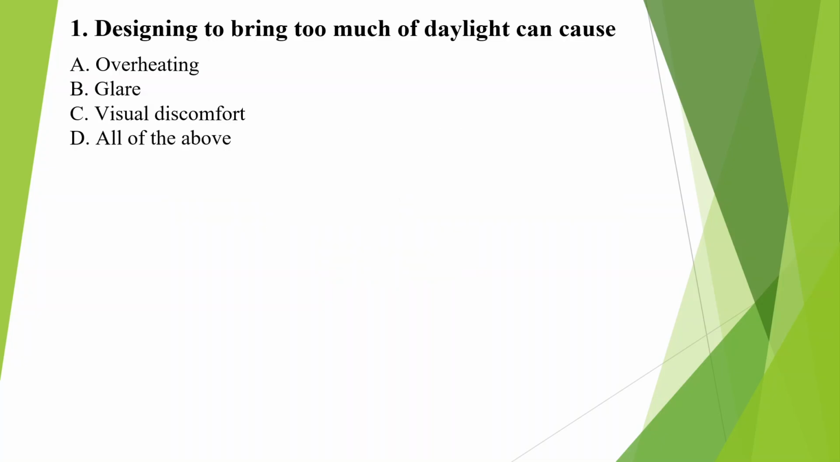So here is the first question. Designing to bring too much daylight can cause, sorry. If you're designing your building in such a way that you are trying to bring too much daylight inside your room, then there can be a demerit of that also. So what does it cause? Overheating, glare, visual discomfort, or all of the above?